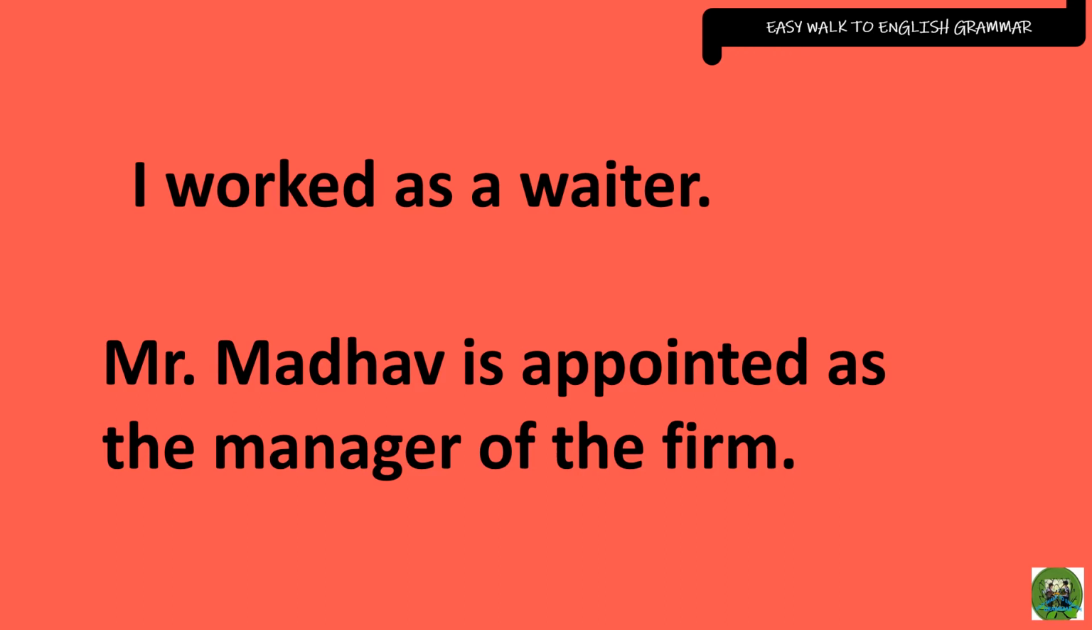Here we can see two sentences on the screen. I worked as a waiter. Mr. Madhav is appointed as the manager of the firm. In the first sentence, we can see a waiter is a noun phrase. It gets connected to other words in that sentence with the help of the word as, and here we used as a preposition. I think many people are not aware of this fact, that we can use as as a preposition. For them, I give this information. I worked as a waiter. Here as plays the role of a preposition. I hope you understood how it acts as a preposition in this context.